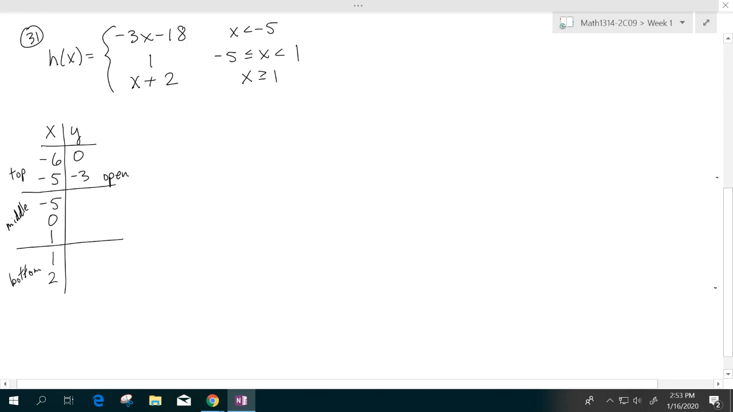Next, -5 in the middle piece. 1, 1, 1. Right? Do y'all see the middle piece is easy? Anything in the middle is 1. And I'm going to label this bottom one open. Because does 1 really belong there? No, 1 doesn't really belong. 1 really belongs in the bottom piece. And that's 3. And 4.